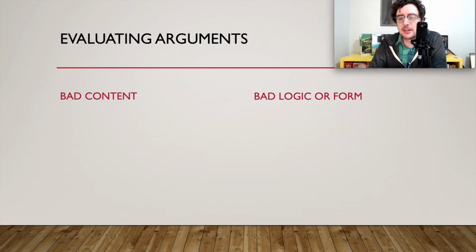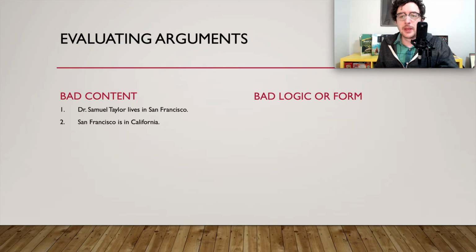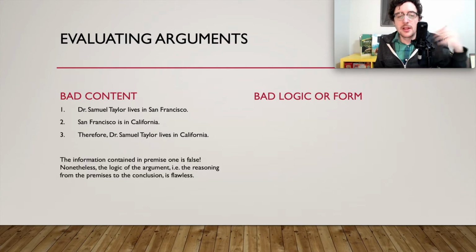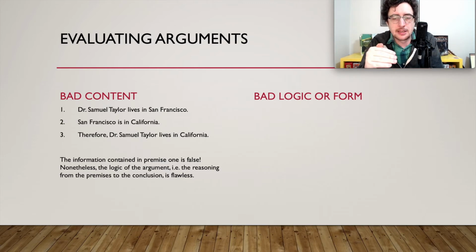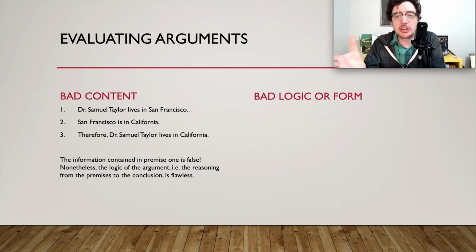Just to clarify a little bit, I'm going to give you some examples to hopefully let this really hit home. Consider the argument that says, well, Dr. Samuel Taylor lives in San Francisco, and San Francisco is in California. Therefore, Dr. Samuel Taylor lives in California. The information contained in premise 1 is false. Nonetheless, the logic of the argument, the reasoning from those premises to the conclusion, is flawless. So this is an example of an argument where the logic is fine, but the content is bad.